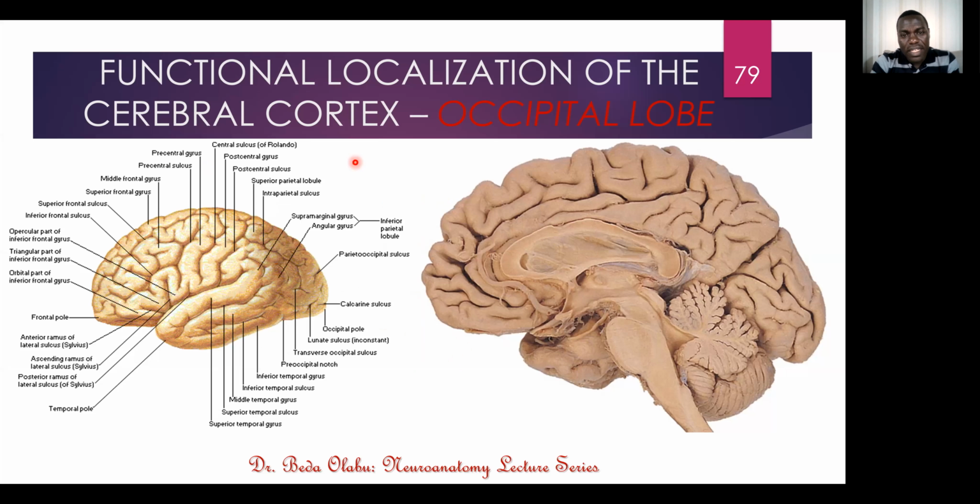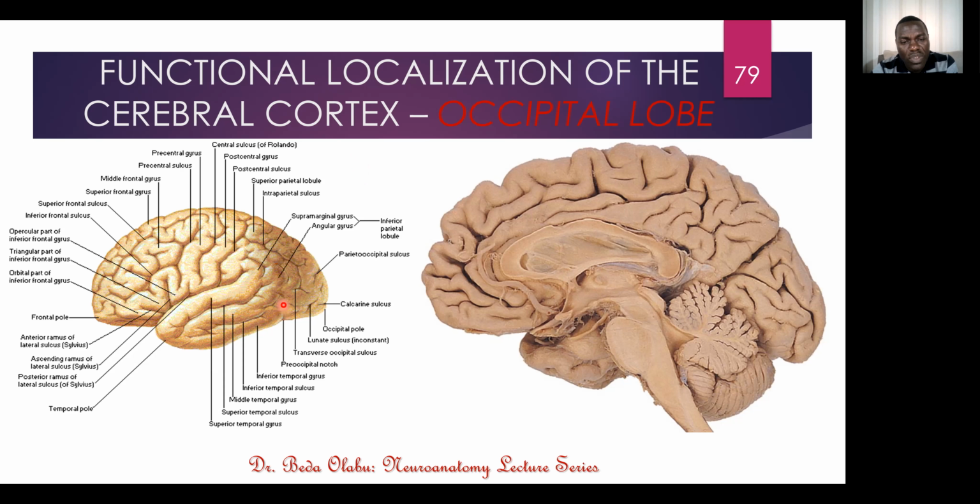Let's look at the third lobe. The third lobe you're going to look at is the occipital lobe. Occipital lobe is not that complicated. From the lateral aspect, this is the occipital lobe.